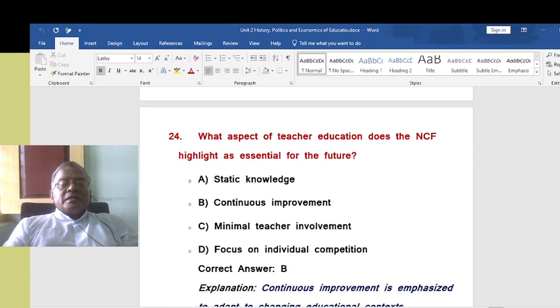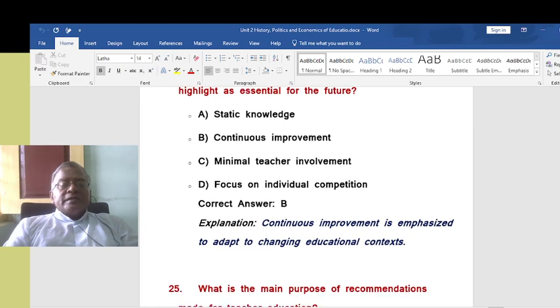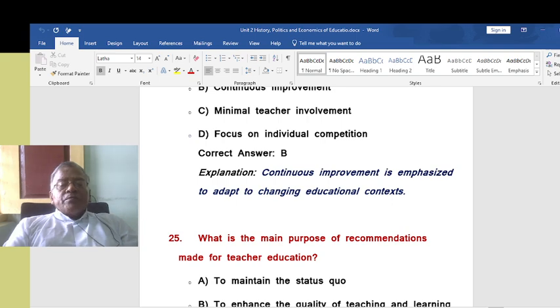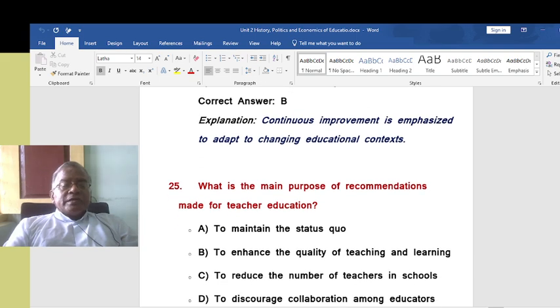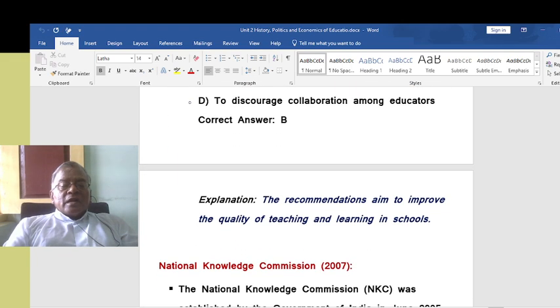What aspect of teacher education does the NCF highlight as essential for the future? That is continuous improvement. Continuous improvement is emphasized to adapt to changing educational contexts. What is the main purpose of recommendations made for teacher education? That is to enhance the quality of teaching and learning. The recommendations aim to improve the quality of teaching and learning in schools.